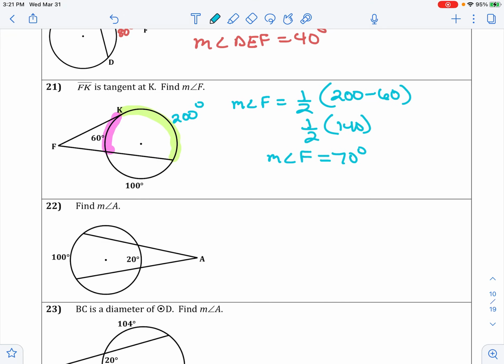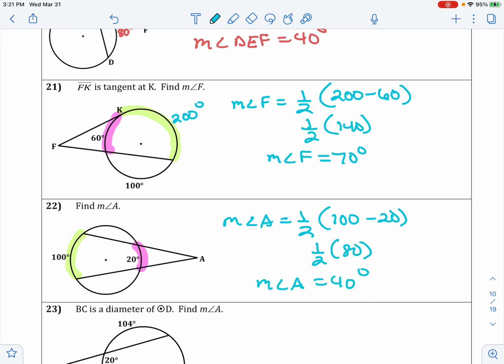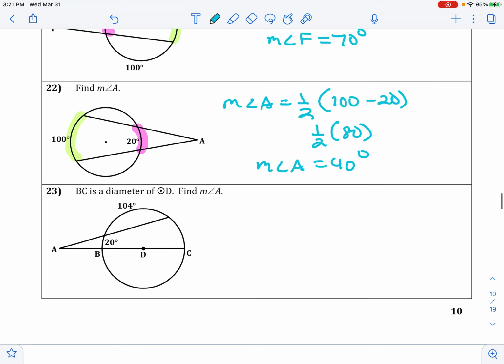We should see a very similar situation in number 22. A is outside the circle. So that means I'm going to need big arc, take away small arc. Okay. So I'm going to need the measure of angle A is equal to half of 100 minus 20. So we do half the difference of the arcs. So that's half of 80. Measure of angle A equals 40.